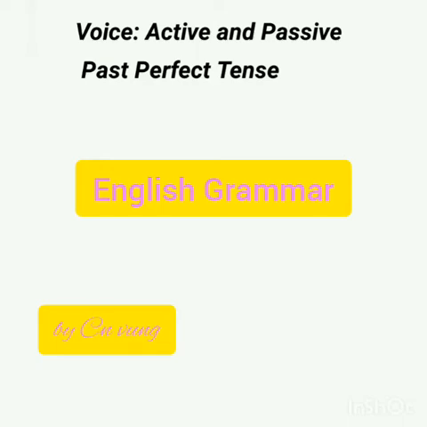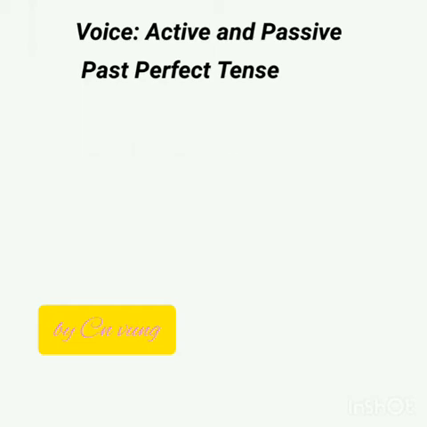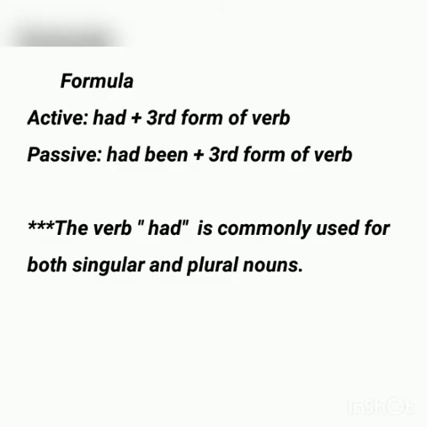This lesson is about voice, active and passive voice of past perfect tense. I'm going to show you the formula of active and passive voice of past perfect tense. Here is the formula. The active formula of past perfect tense is had plus past participle of the verb. The passive formula is had been plus past participle of the verb. Remember that the verb had is commonly used for both singular and plural nouns.